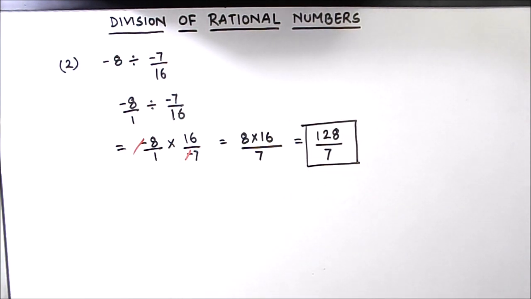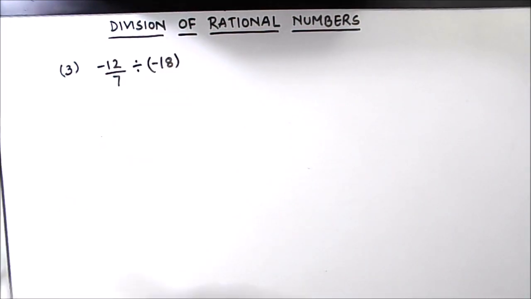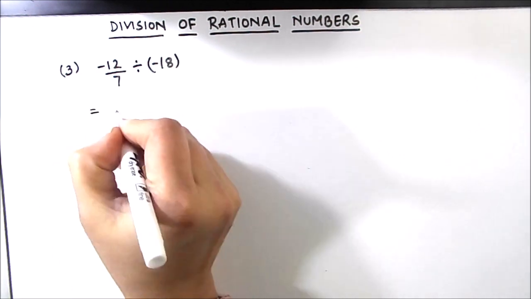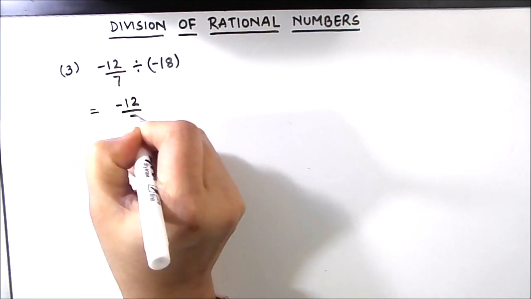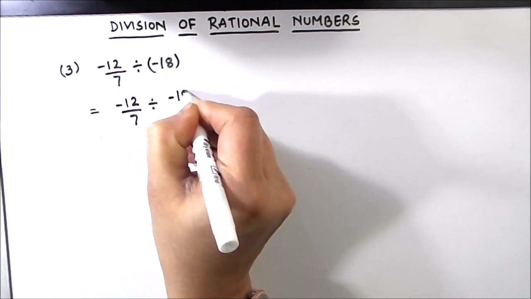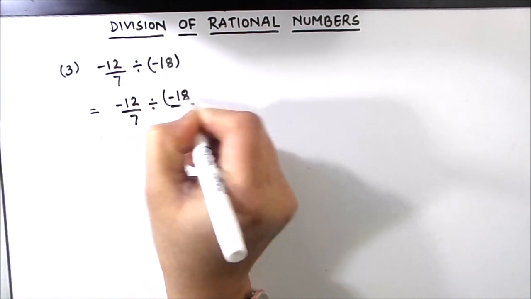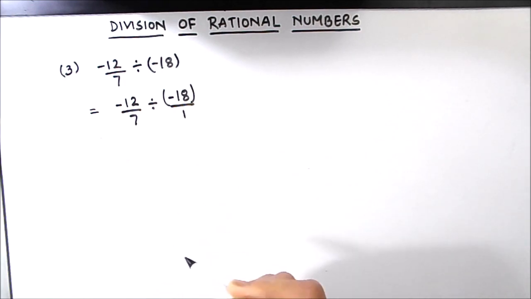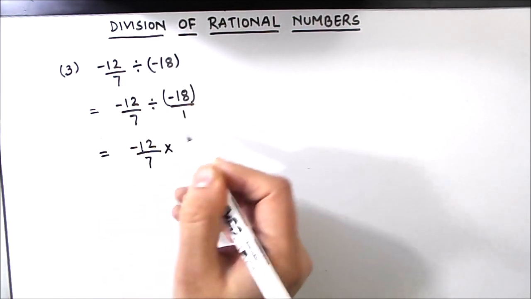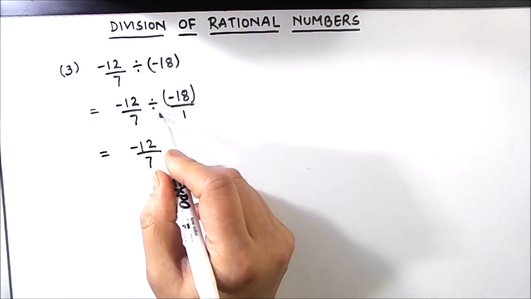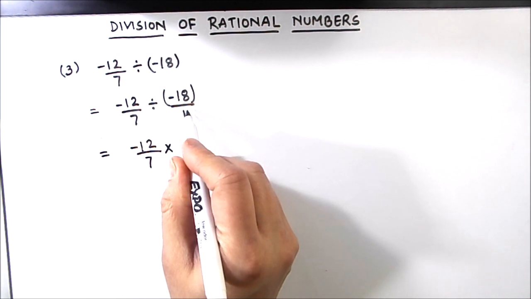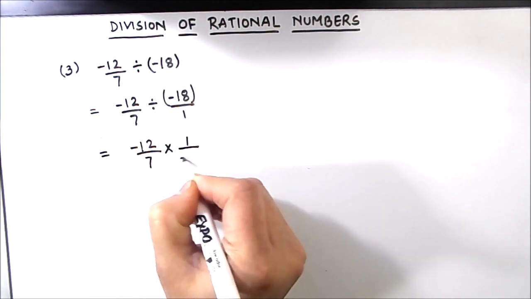Let's move on to our next example. Our third example is negative 12 by 7 divided by negative 18. So this can be written as negative 12 by 7 divided by negative 18 by 1. 1 is the denominator of all the numbers. Now we'll solve it further. Negative 12 by 7 multiplied by, as we have converted this division sign into multiplication sign, we are going to take the reciprocal of this fraction, which is 1 by negative 18.